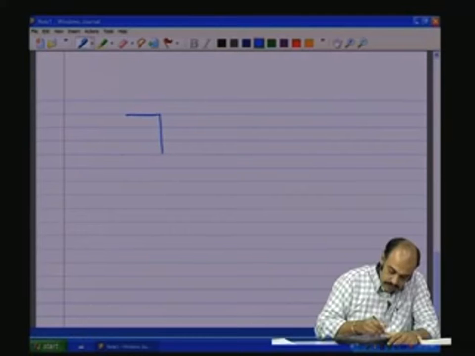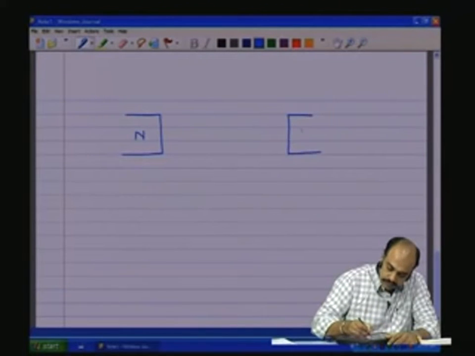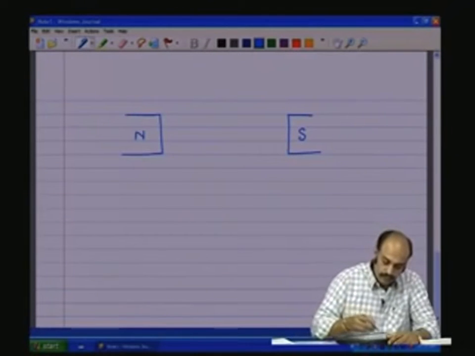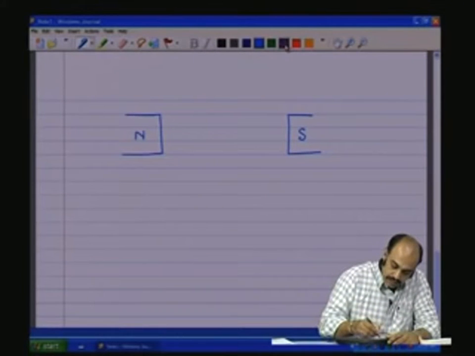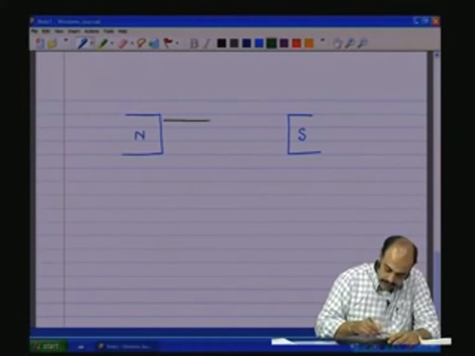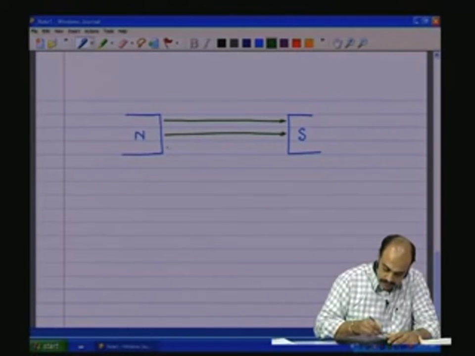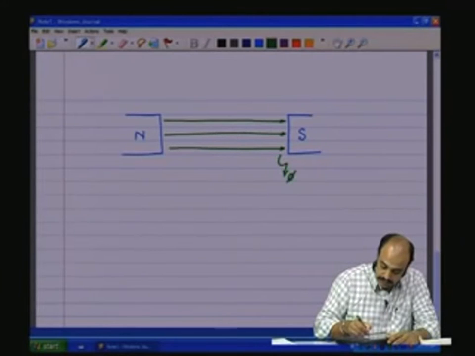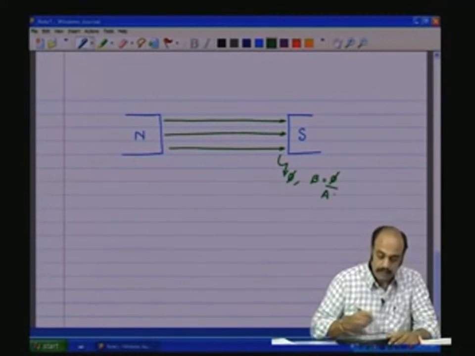take a north pole and a south pole, and let there be flux lines. So, these are flux lines, with flux density B, which is equal to phi by A.